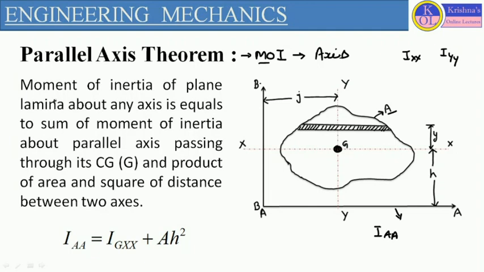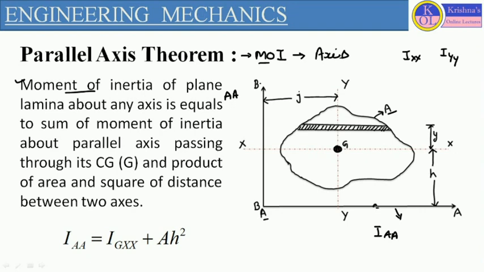Now according to this parallel axis theorem, the moment of inertia of a plane lamina about any axis, this axis we are taking as axis AA, is equal to the sum of the moment of inertia about a parallel axis which is passing through its CG and the product of area and square of the distance between the two axes. So here we want to define the moment of inertia of the plane lamina about any axis. This any axis we are considering as axis AA. So if we want to define this IAA, it should be equal to the sum of the moment of inertia about a parallel axis which is passing through its CG.